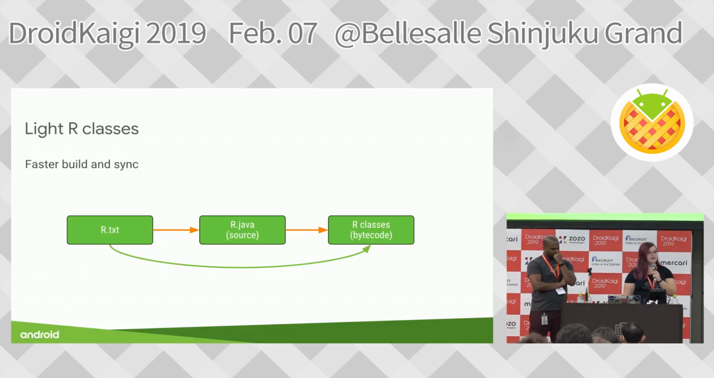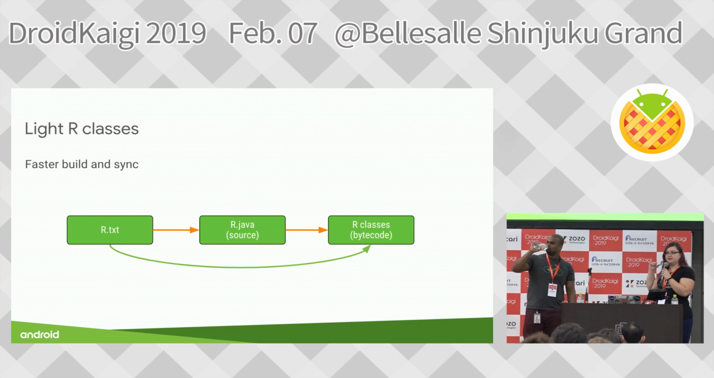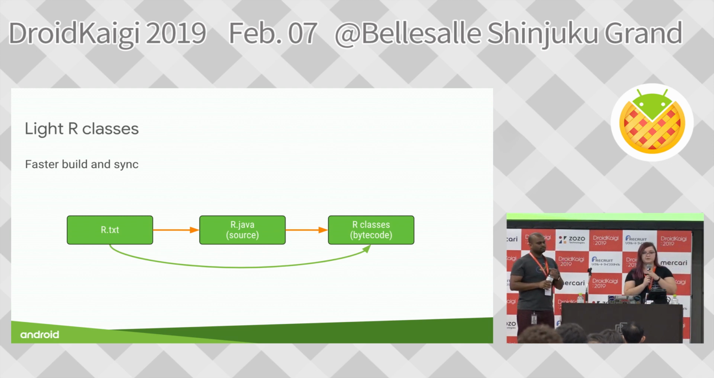First, let's talk about light R classes. This improvement is about the new handling of R classes in the build system and in the IDE. Previously, what would happen, APT would generate the r.txt file, then we would create the r.java source code, and only then call javac to create the bytecode. Now we skip the source code altogether and generate the bytecode directly.